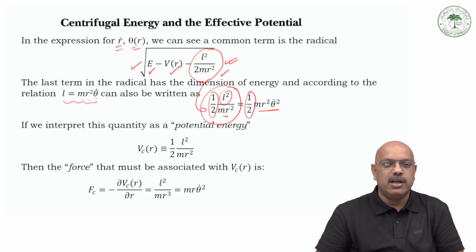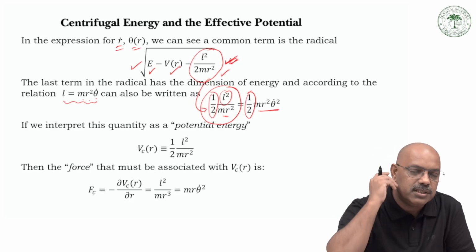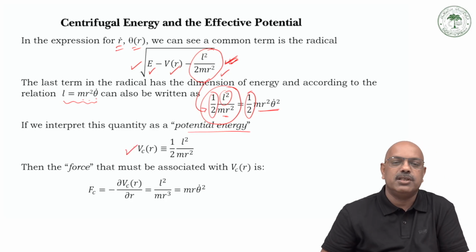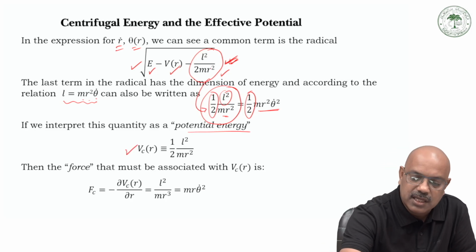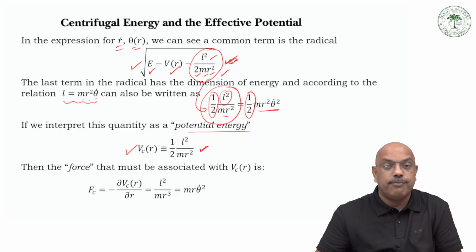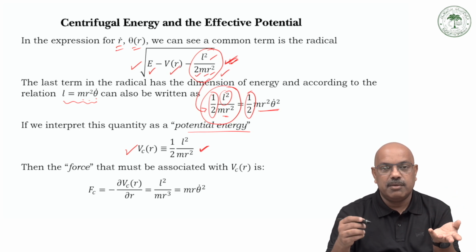If we interpret this quantity as a potential energy, because ultimately it has the dimension of energy, say this is defined as some potential energy V_C, that is half L square by m r square. So what kind of force is this potential energy applying on the system? When you have the potential, you can differentiate it: minus the gradient of that potential is going to give the force.